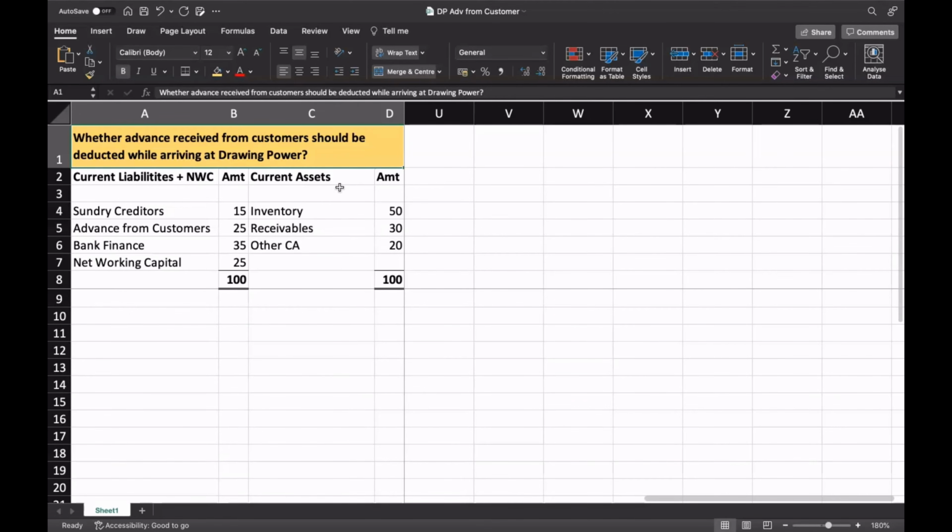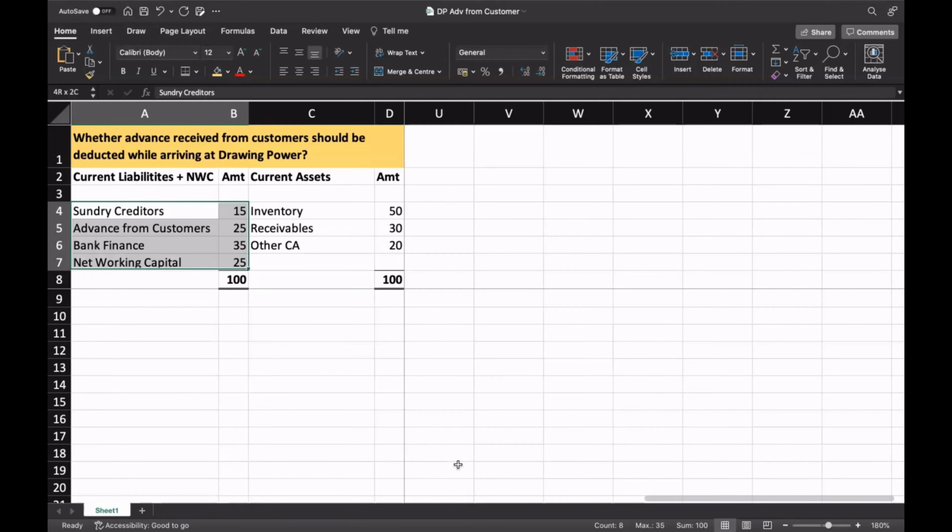For that, I'm going to consider this scenario. Let's say there is an inventory of 50 million, receivables of 30 million, and other current assets of 20 million. So that makes total current assets of 100 million. And let's see how they have structured this. They are going to use sundry creditors of 15 million to fund this, advances from customers of 25 million, and they are looking at bank finance of 35 million, for which they have the sanction in the form of cash credit, and net working capital 25 million, which the owners will be bringing in through long-term funds.